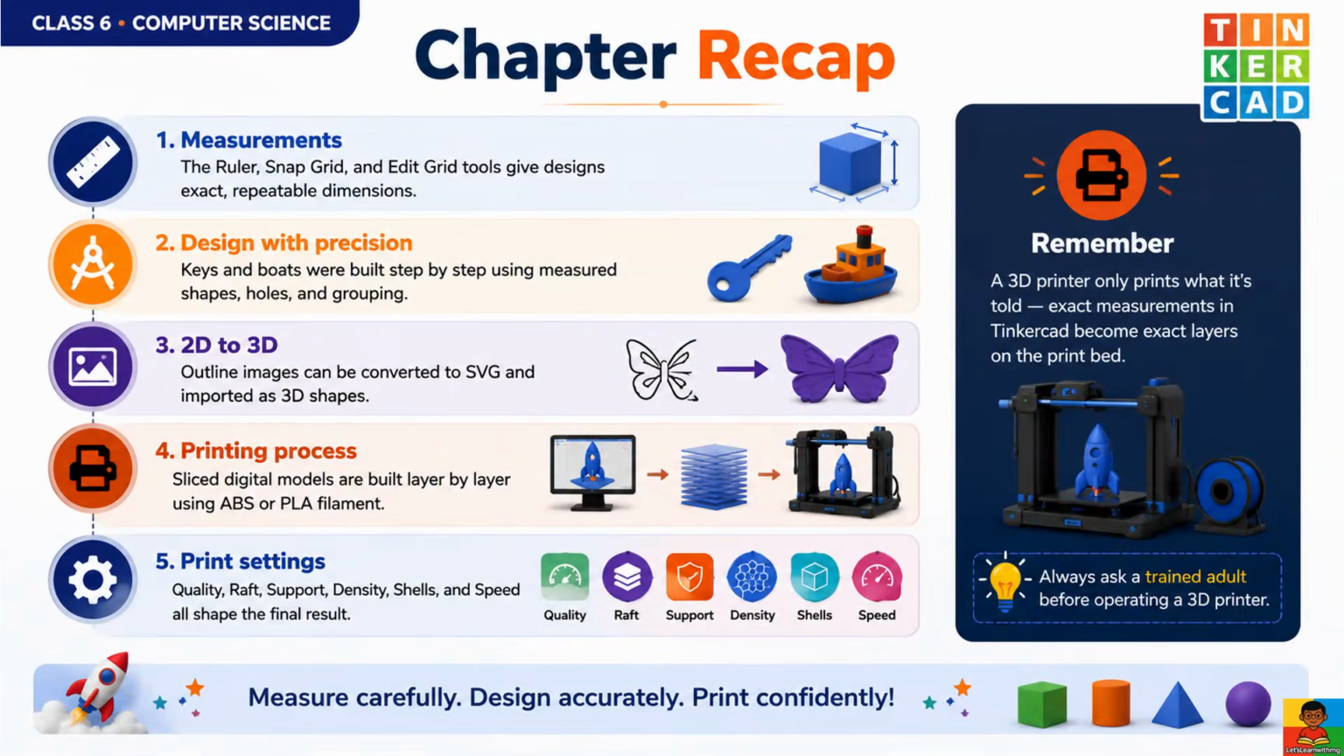The ruler, snap grid, and edit grid tools give designs exact, repeatable dimensions. Keys and boats were built step by step using measured shapes, holes, and grouping. Outline images can be converted to SVG and imported as 3D shapes. Sliced digital models are built layer by layer using ABS or PLA filament. Quality, raft, support, density, shells, and speed all shape the final result.